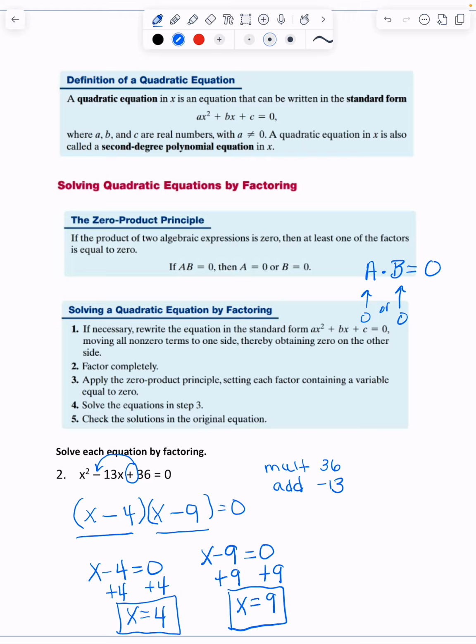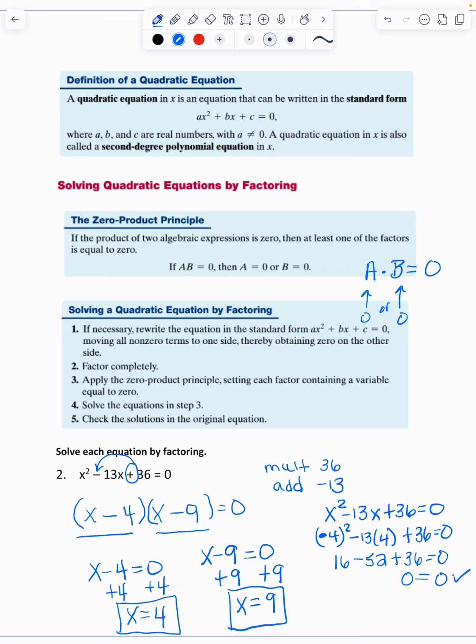If you plugged 4 back into this equation, this would just be checking to make sure that my answers are correct. If I let x be positive 4, we get 4 times 4 plus 36 equals 0. We get 16 minus 52 plus 36. And we do get 0 equals 0.